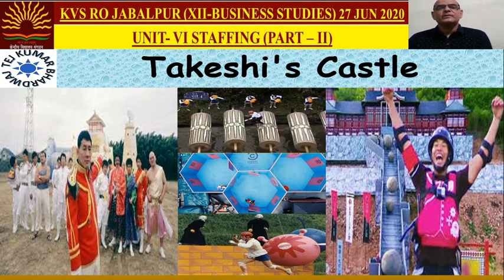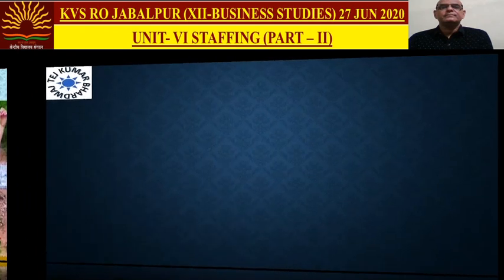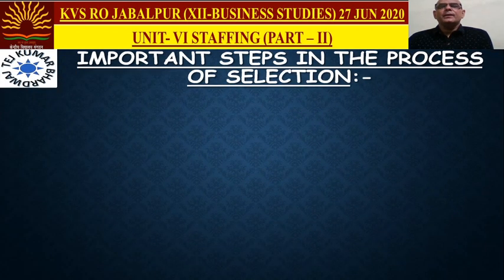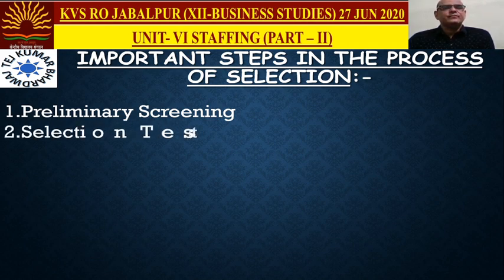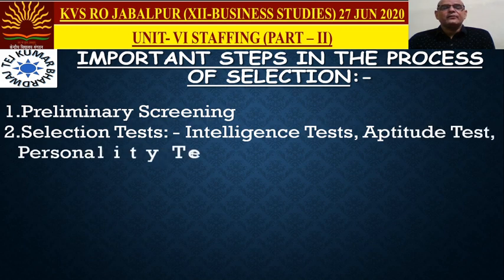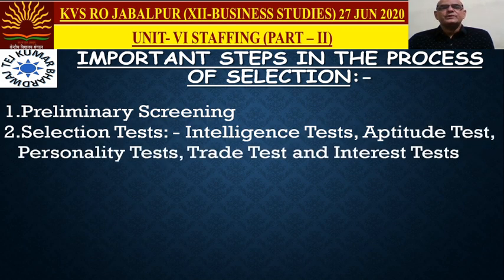So what are those steps of the selection process? We will discuss now. Important steps in the process of selection. First is primary screening. We will discuss in detail all these steps in upcoming slides. After that, selection tests. There are 5 types of tests usually conducted to choose the workers or the staff: intelligence test, aptitude test, personality test, trait test and interest test.